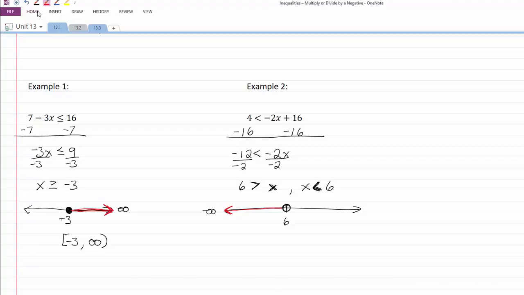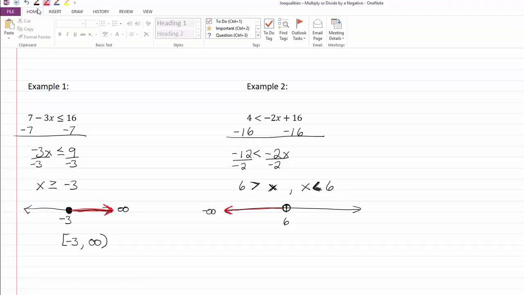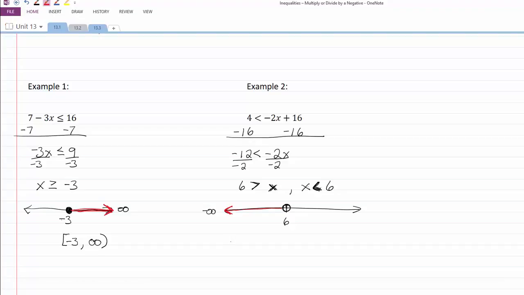And now we're ready to do the interval notation. So I have negative infinity and 6. Infinities always get parentheses. Open dots always get parentheses. So I have parenthesis, negative infinity, comma 6, parenthesis.